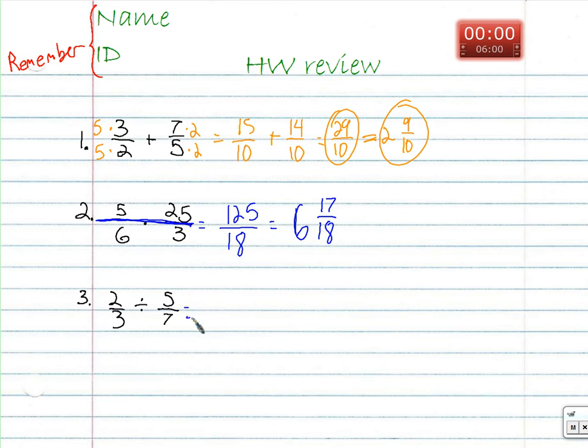Last one, we're going to divide 2/3 by 5/7. We have to find the reciprocal of 5/7. Are you sure it's not 2 over 3? Yeah, I'm sure. Now, how are we sure? The second one? Yeah, I don't know. This is the second one.